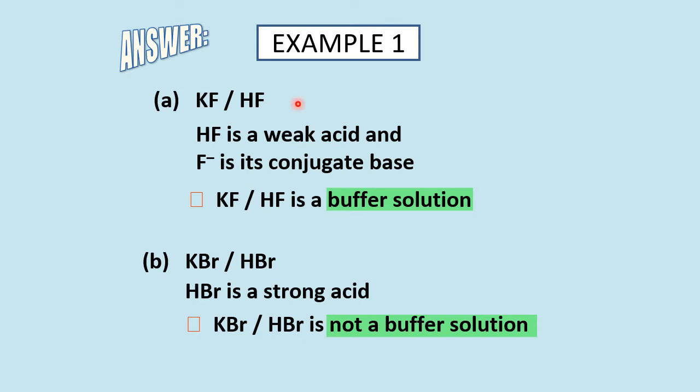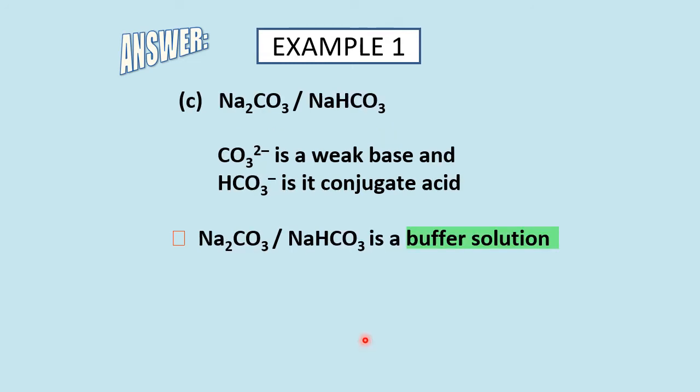Let's check the answer. For 1A, this is the combination of salt and weak acid, so it's a buffer solution. And then B, this is salt and strong acid, so this is not a buffer solution. And C, this is the salt and this is the weak base, so this is a buffer solution. So always remember, a buffer solution must contain the weak acid and its conjugate base, or weak base with its conjugate acid.